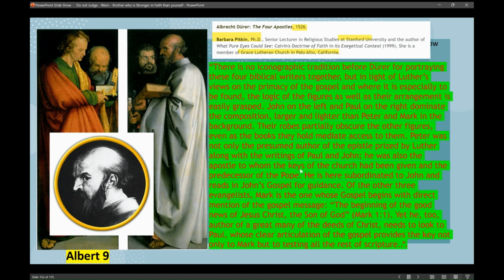Peter was not only presumed author of the epistle prized by Luther, along with the writings of Paul and John, he was also the apostle to whom the keys of the church have been given and the predecessor of the Pope. He is here subordinated to John and reads in John's gospel for guidance. Okay, so this is Peter to the left of Paul, further to the left of Paul, and right next to John. So Peter is learning from John the true gospel of Christ. This is a faith alone person.